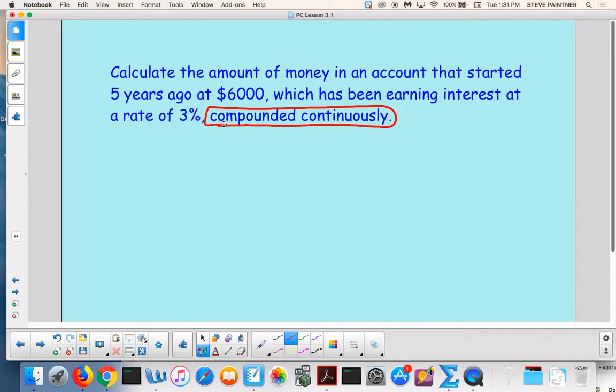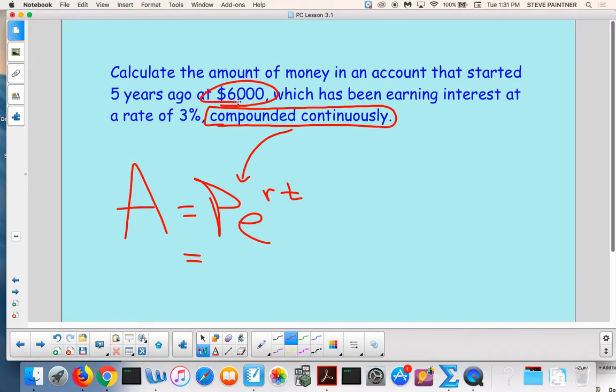So I boxed it in. Compounded what? Continuously. What kind of growth is this? Are you going to use 1 plus R or are you going to use PERT? Yeah, if your money is growing continuously, it's going to be PERT. It's that formula. Okay, what did you invest?